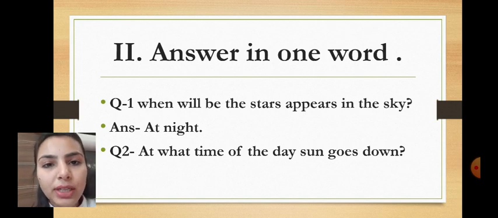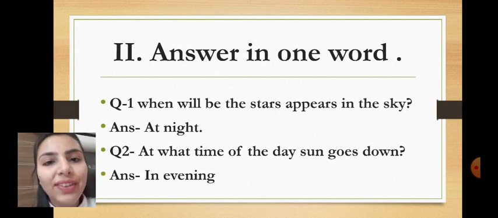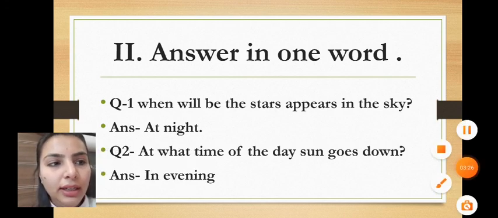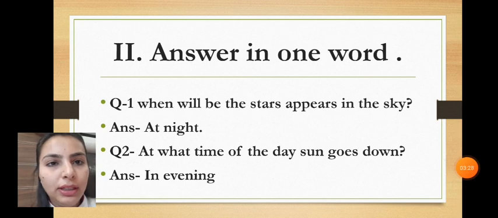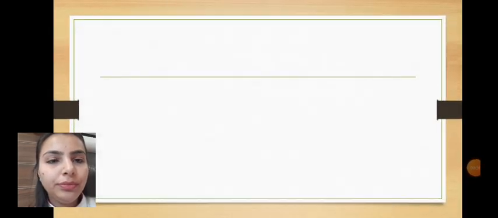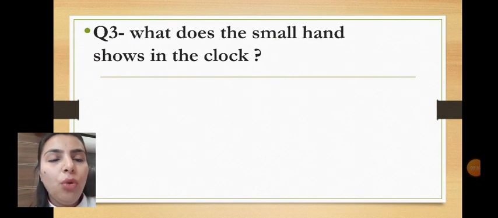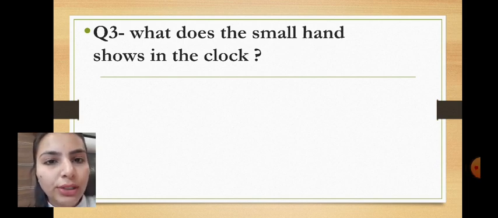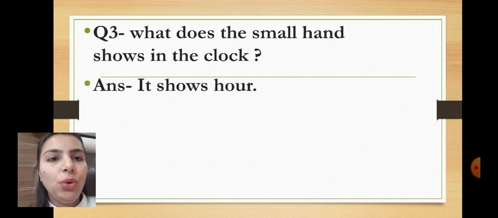At what time of the day does the sun go down? Answer is, when the sun goes down, in evening. Now see the next. What does the small hand show in the clock? Answer is, it shows hours.